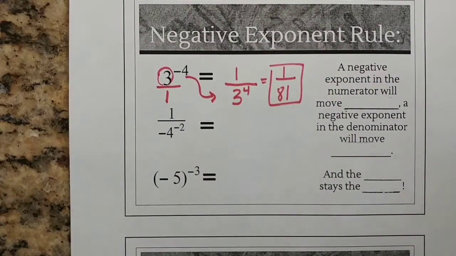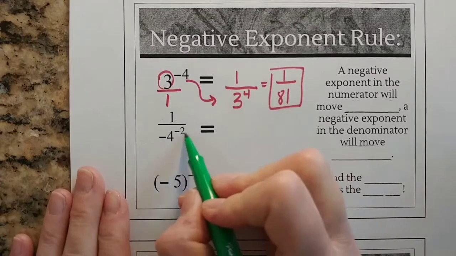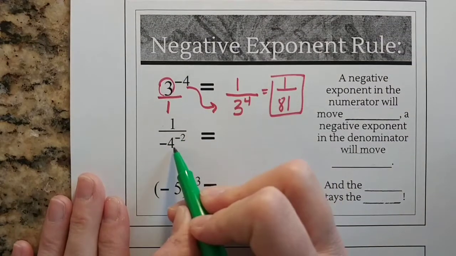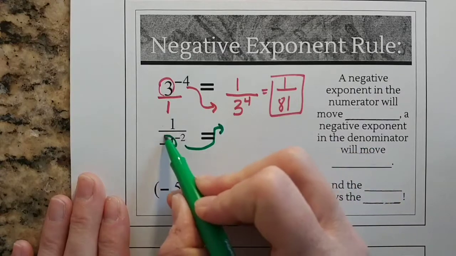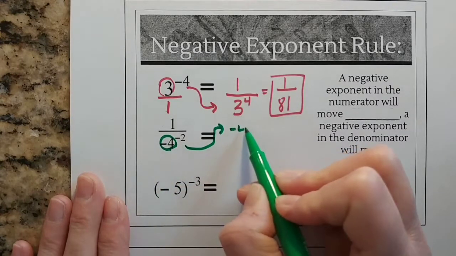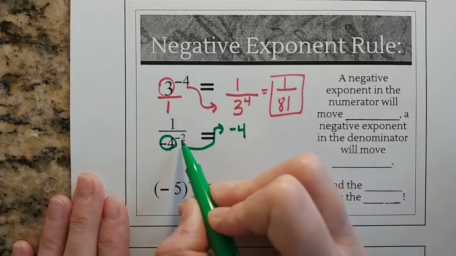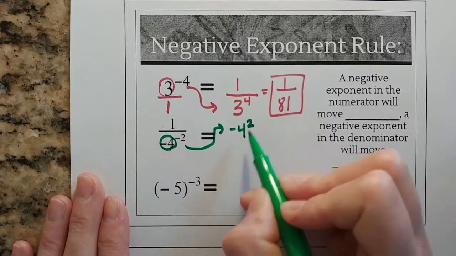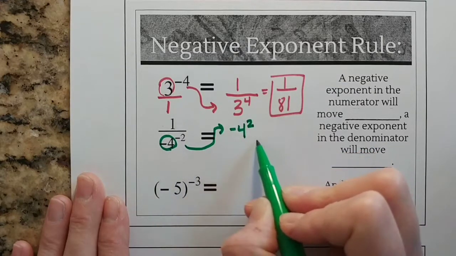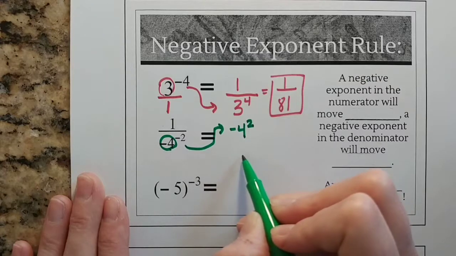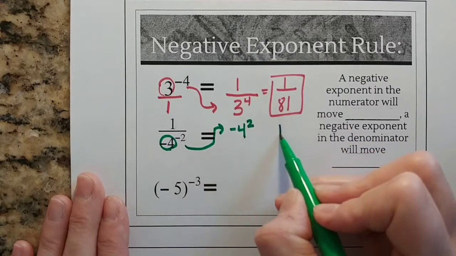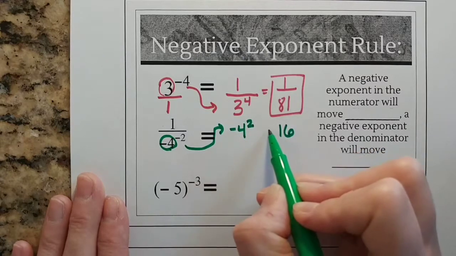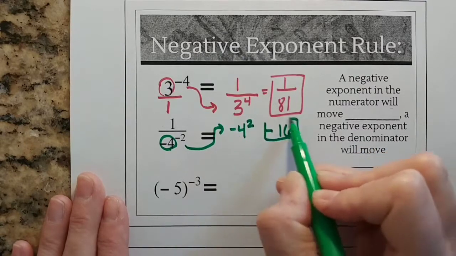Next one. Negative exponent downstairs in the denominator. Let's move it upstairs. The base stays the same. Negative 4 stays the same, but the negative 2 exponent becomes positive. Remember, this is upstairs, so down below there'd be a 1, but we don't need to write that. Now let's evaluate. This says the opposite of 4 squared. 4 squared is 16. The opposite of that is negative 16.